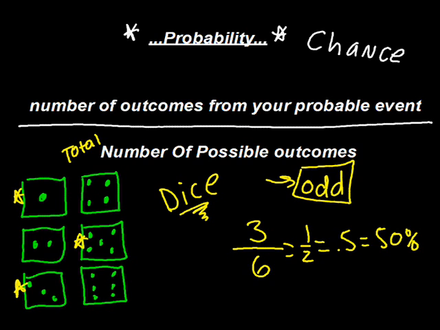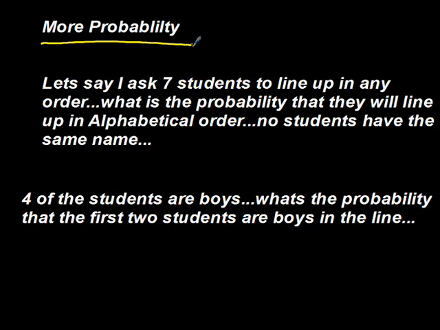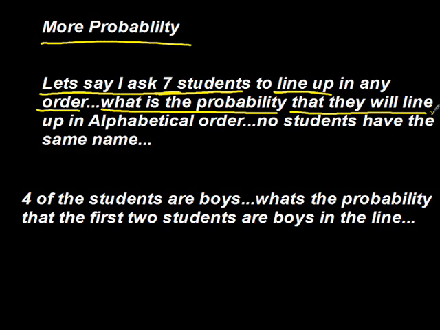Let's try some more problems. Okay, so if we've got more probability problems, let's say that I take 7 students. I ask them to line up in any order. What is the probability that they will line up in alphabetical order? Now notice that there's really only one way they could be in alphabetical order because no students have the same name.